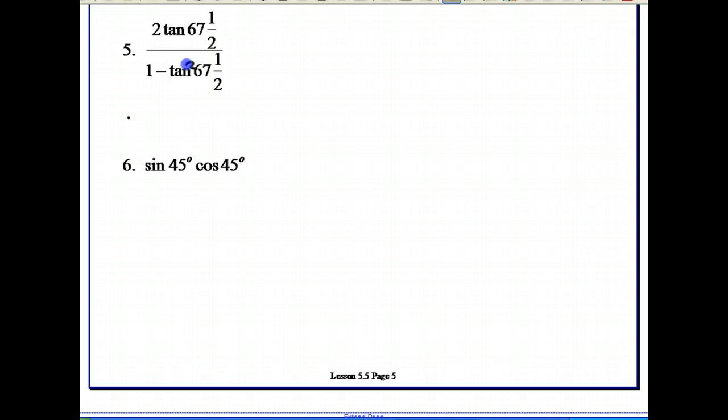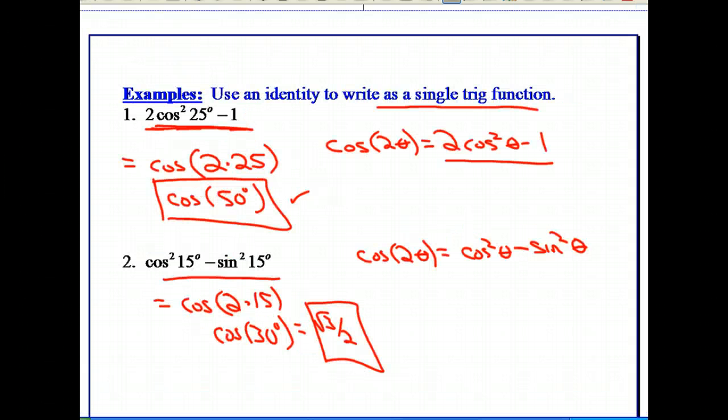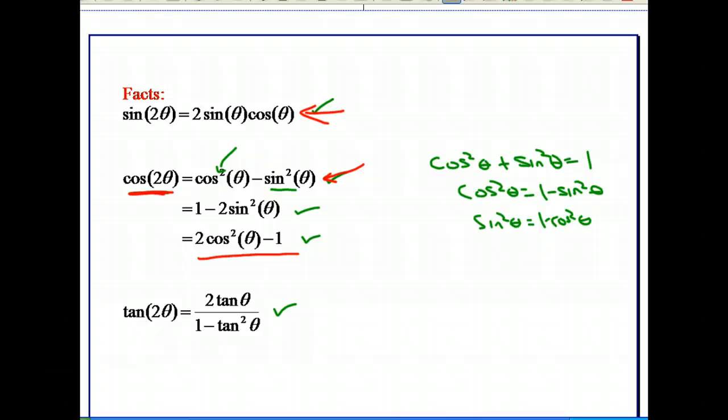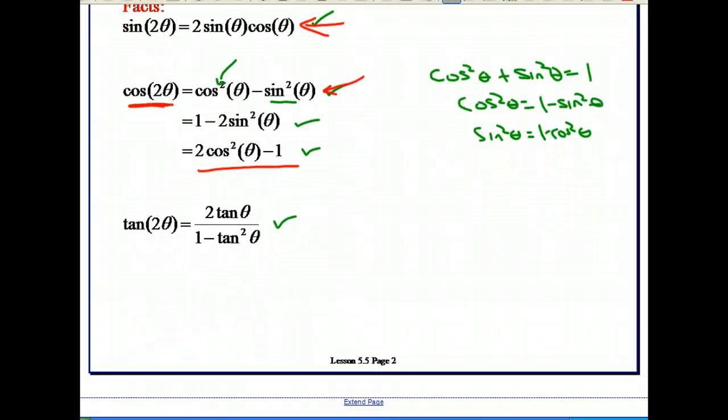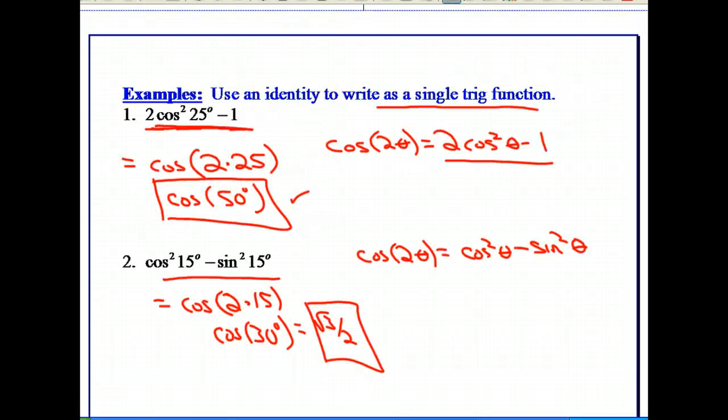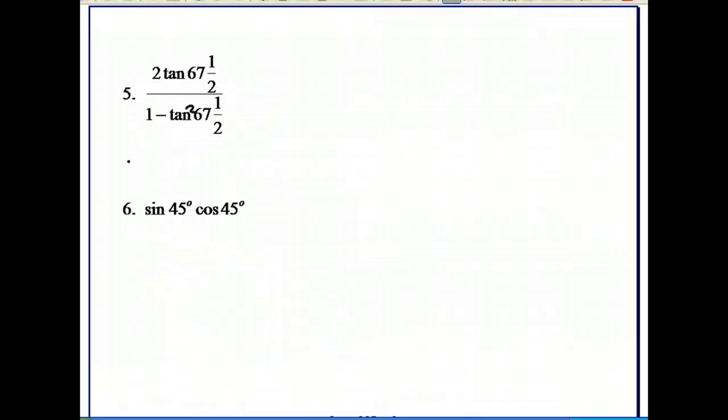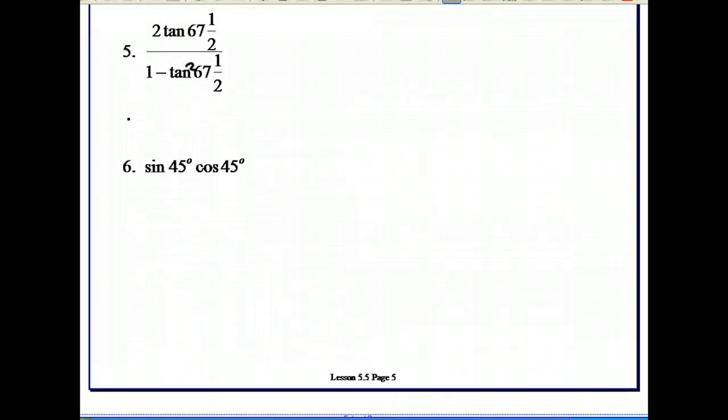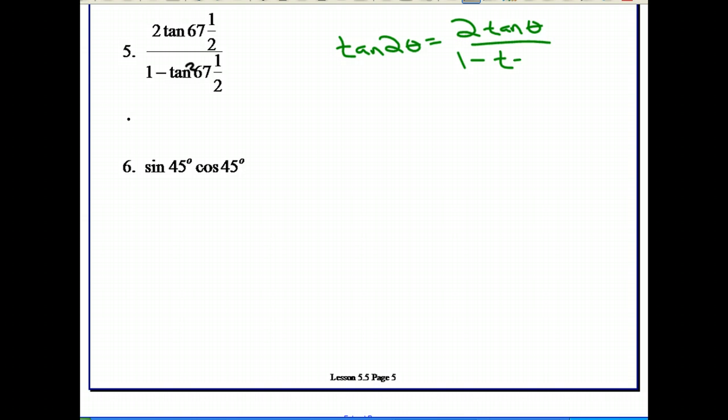So let's look back at our identities and see where that came up. Clearly it's the tangent one, and clearly there's that square in there. So 2 tangent of theta over 1 minus tangent squared is the tangent of 2 theta. Let me write that identity for reference: the tangent of 2 theta is 2 tangent of theta all over 1 minus the tangent squared of theta.